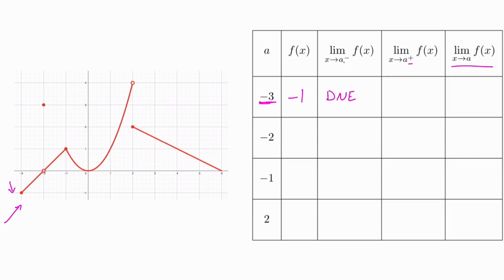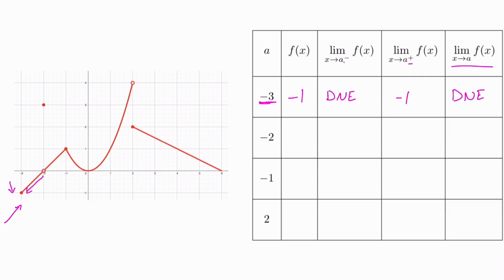If we look at our right-handed limit, so coming from the right, we go ahead and trace towards our point. This is getting closer and closer to the point -1. And our left and right-handed limits don't agree, right? We've got one that does not exist and another that is -1, which means our full limit does not exist at -3. Moving on to our next point, we're looking at -2.